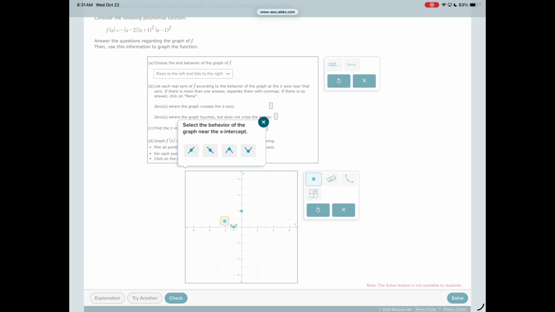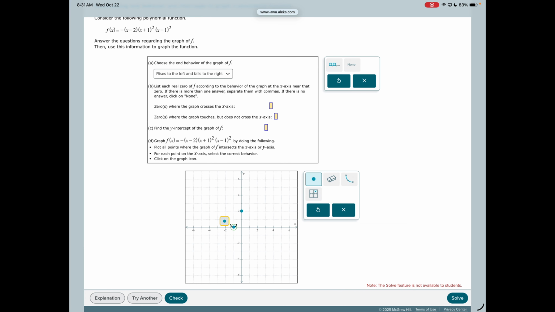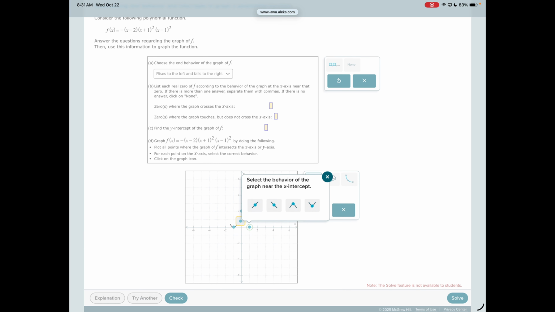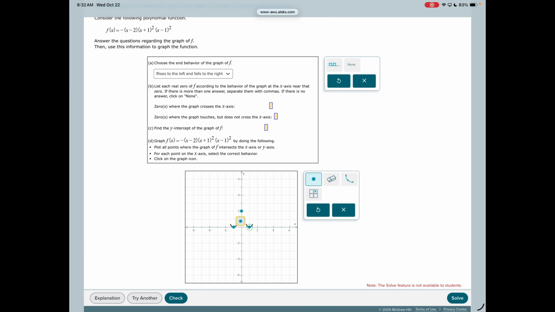So you can kind of see how Alex does it here. When I click the x-intercept, it tells me what the behavior is. At positive 1, it turns around as well. And you got to tell which way it's turning around. Does it turn around on up or down? No. And then at 2, it crossed. So it's going to look like that.